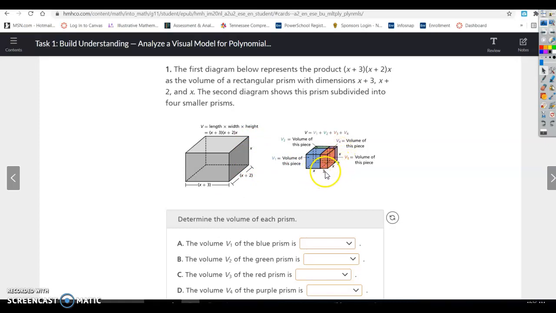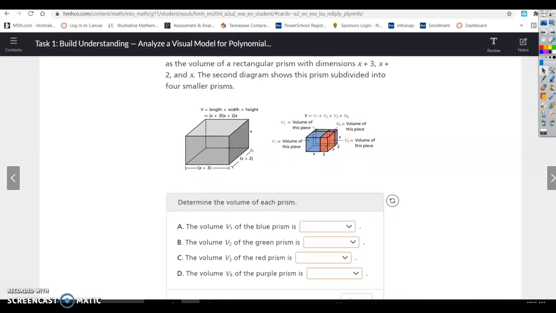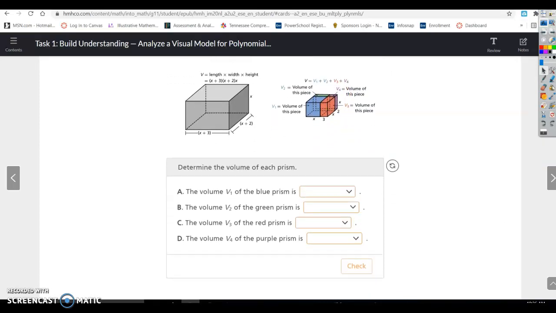They put it a little bit smaller so that they could put extra information here on the side. So they've made this corner here volume 1, and then they've made the green section here in the back volume 2, and then this section is volume 3, and this purple section here volume 4. So let's see what the question says. It says determine the volume of each prism.